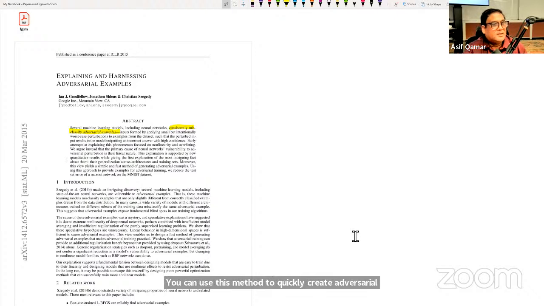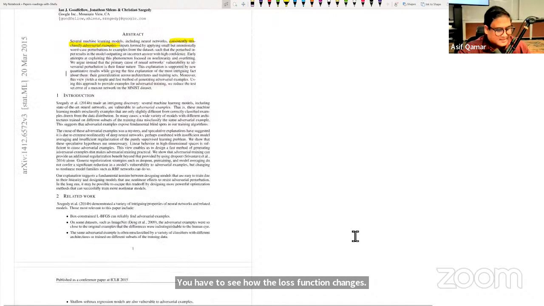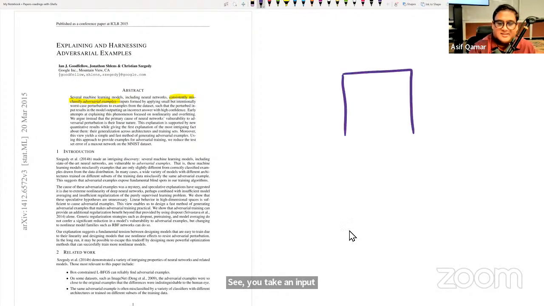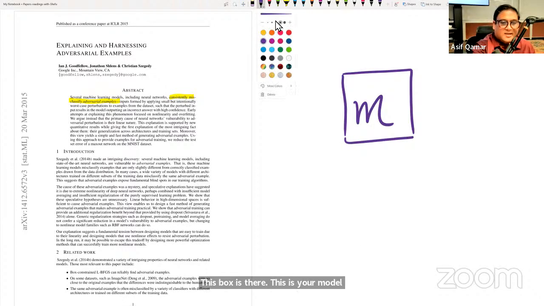Are we together? So how would you do that? The one thing you need access to in this particular case is the loss function. You have to see how the loss function changes or doesn't change. But what you do, and this is the gist of it, is this. You take an input. This box is your model. Pay attention to the main idea, which is very simple.